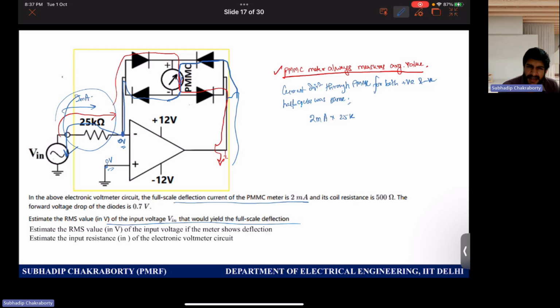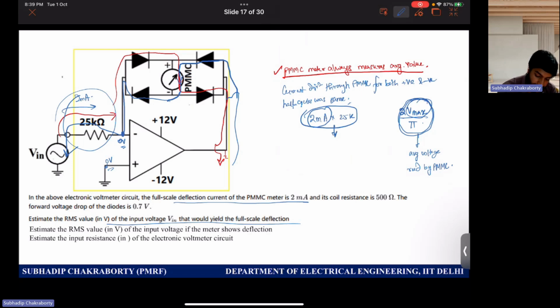PMMC is not reading this voltage. PMMC is reading the average voltage. So Vmax by pi. This is the voltage that the PMMC is reading. Sorry, this will be the average voltage. And this average voltage will be the same as 2 Vmax by pi, which is the voltage impressed across the PMMC. So whatever the PMMC will read and will result in the current, that will also include the diode drops, right?